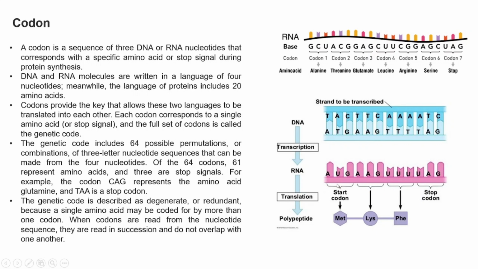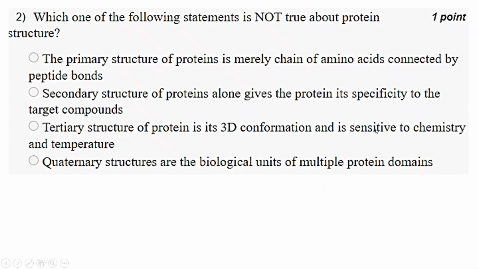Every time you need to start protein synthesis, the start codon has to be there. This is methionine. Then comes AAG, which is lysine. Then comes UUU, which is phenylalanine, and then UAG, which is the stop codon. UAG, UGA and UAA are the stop codons. This is what the 3 nucleotide sequence is called, codon. The next question is, which one of the following statements is not true about protein structure?